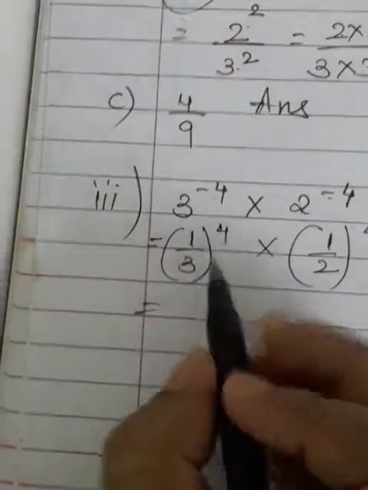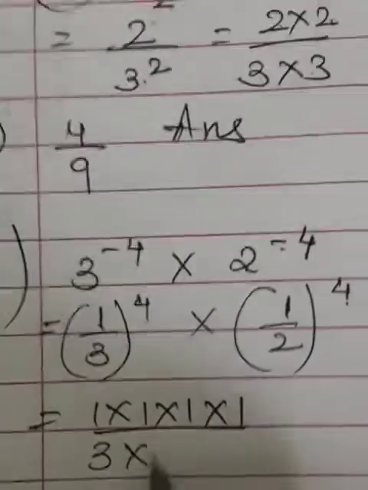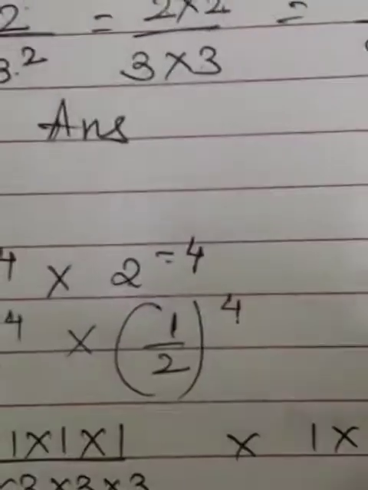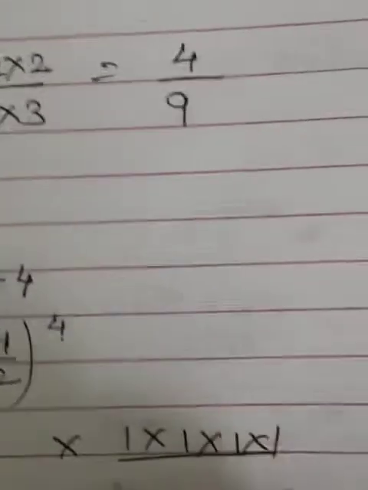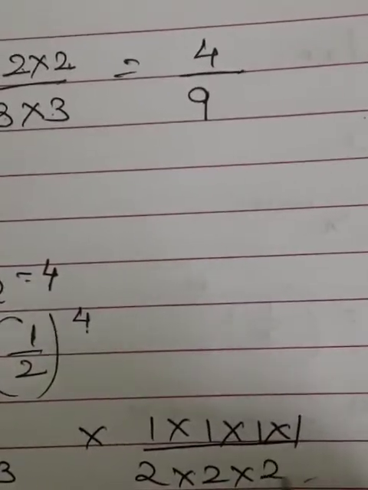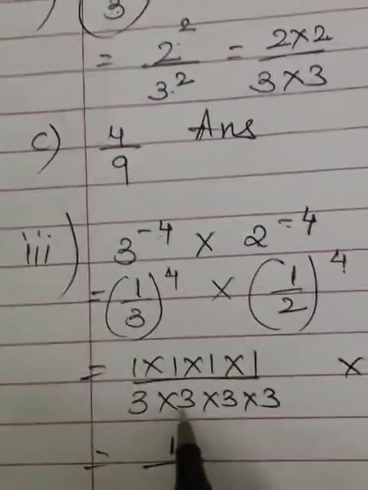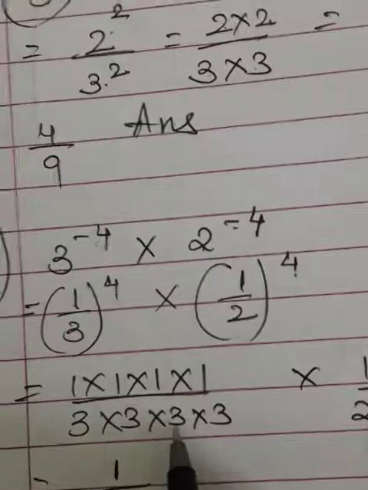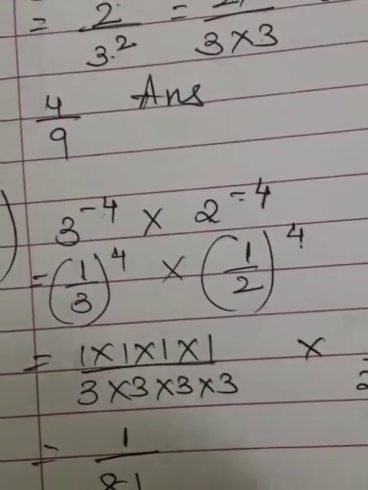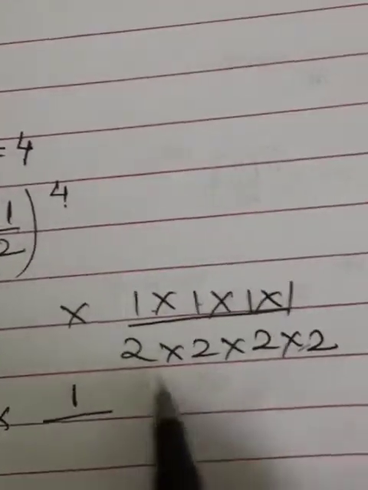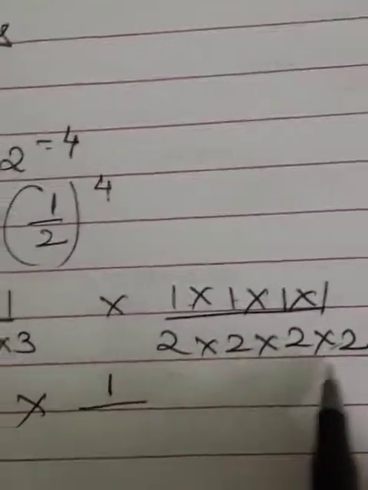Now this means 1 into 1 into 1 into 1, 4 times. This means 3 multiply 3 multiply 3 multiply 3, 4 times. Same way 1 is multiplied 4 times. And here 2 is multiplied 4 times. If you multiply this 1 into 1 into 1, all will be 1 only. Here 3 3s are 9, 9 3s are 27, 27 3s are 81. Here 1 into 1 into 1 is all 1 only. 2 2s are 4, 4 2s are 8, 8 2s are 16.